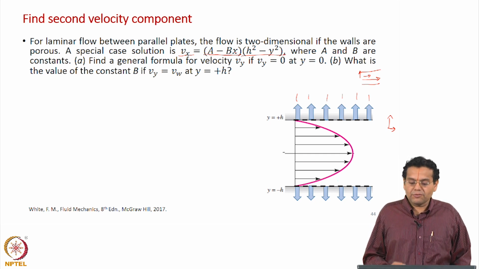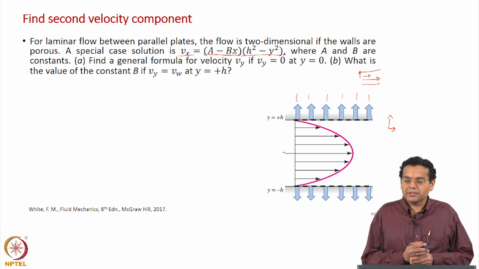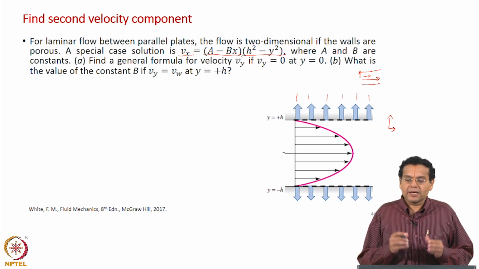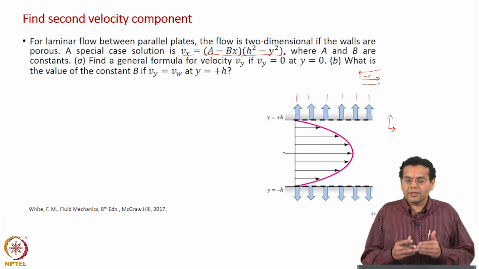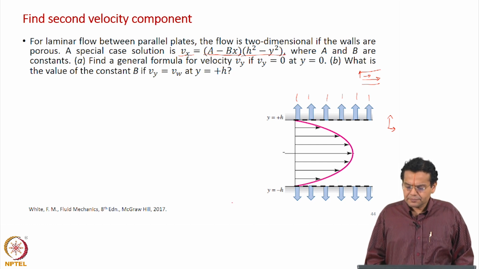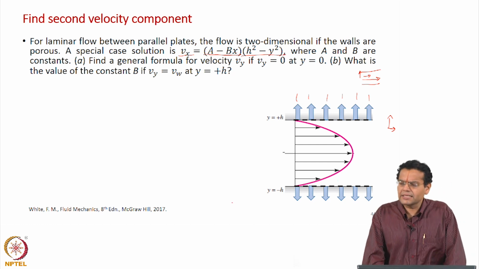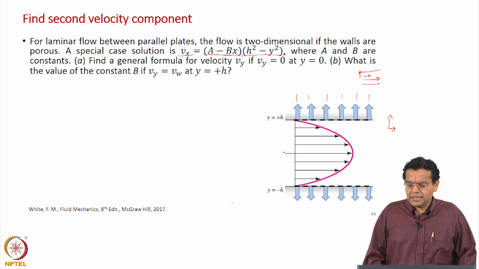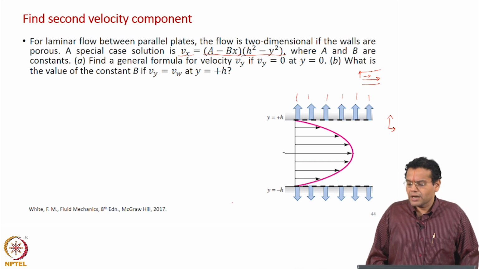Find a general formula for velocity v y. We are given v x. As I told you, one major use of the continuity equation is that we are given one velocity component, and we have to find out the other velocity component, in this case v y. We are also given one condition which says that v y equals 0 at y equals 0.